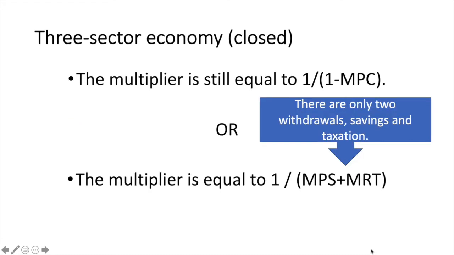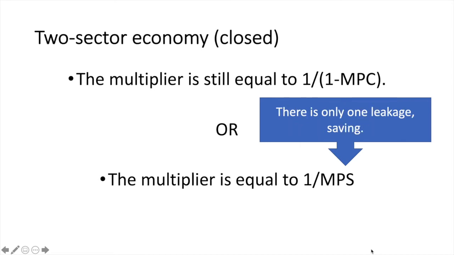However, in the 3-sector economy, the withdrawals are only savings and taxation. So in the 3-sector economy, we would calculate the multiplier by dividing 1 by the sum of the marginal propensity to save and the marginal rate of taxation. Similarly, for the 2-sector economy, where savings is the only leakage, the multiplier formula can also be written as 1 divided by the MPS.